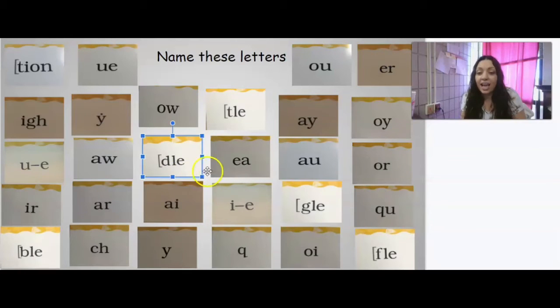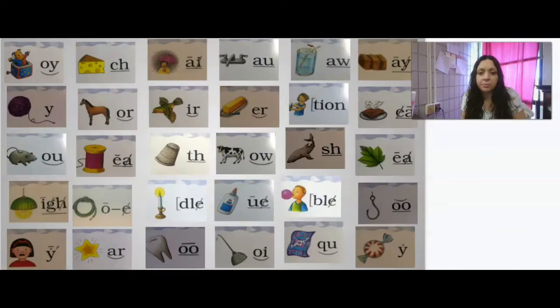Final syllable DLE, digraph EA, digraph AU, combination OR, combination IR, combination AR, digraph AI, I consonant E, final syllable GLE. Combination QU, final syllable BLE, digraph CH, Y, Q, diphthong OI, and then final syllable FLE. Very good. All right, let's try some of our sounds.